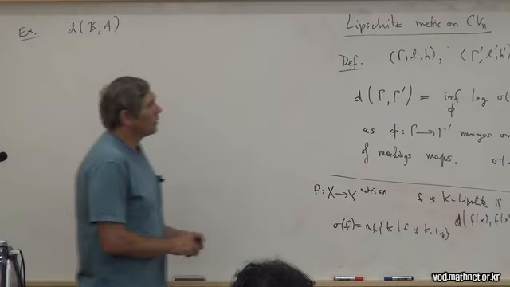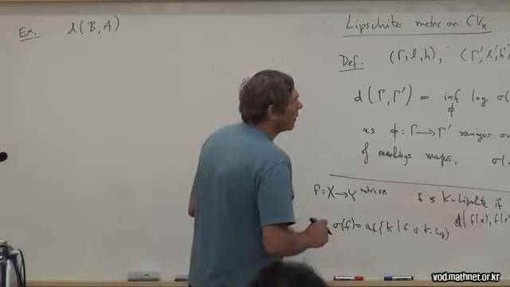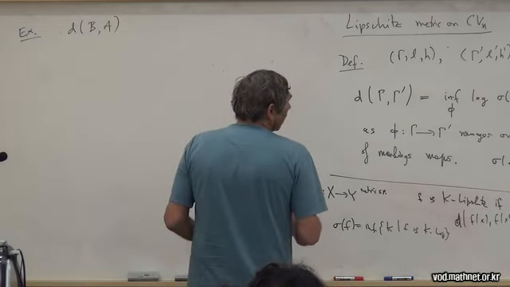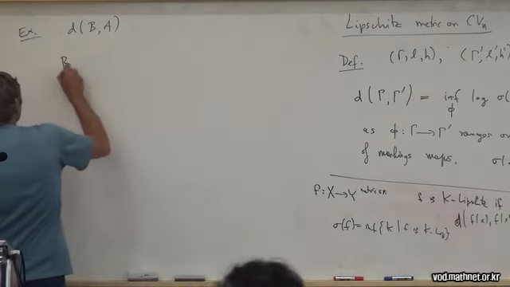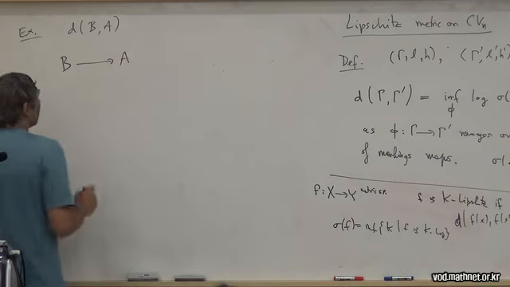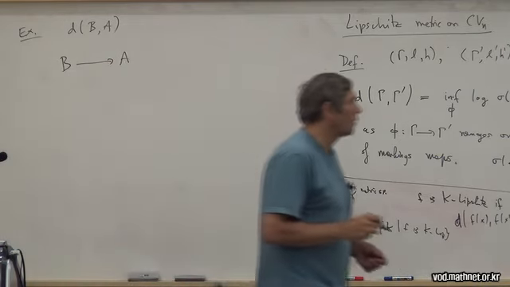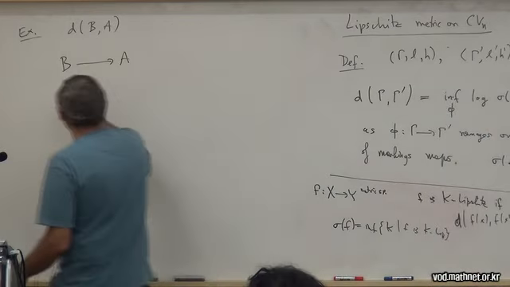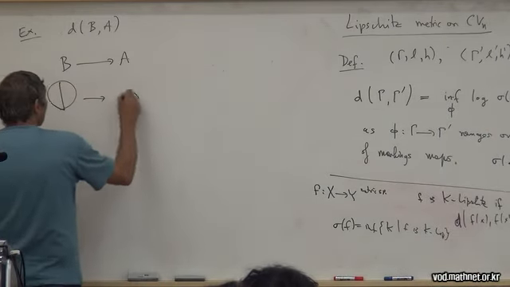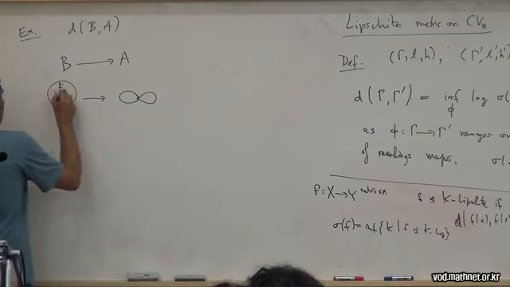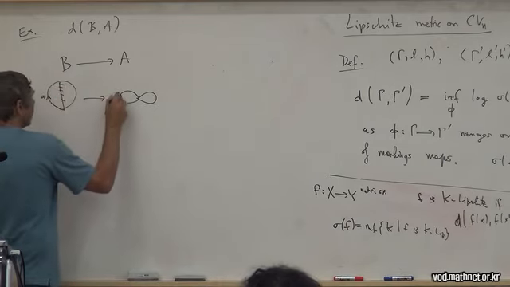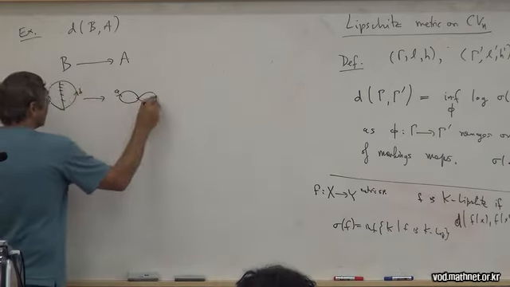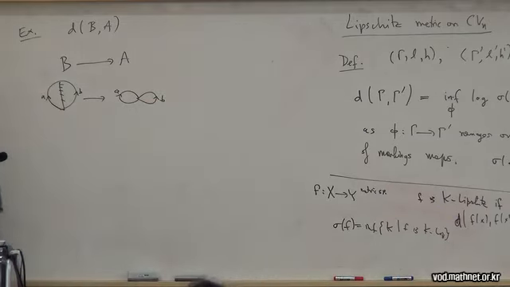So what is the map from B to A? First of all, what is the right difference of markings map? You collapse the middle edge. I collapse this and I send A to A and B to B, like that. That's the map.